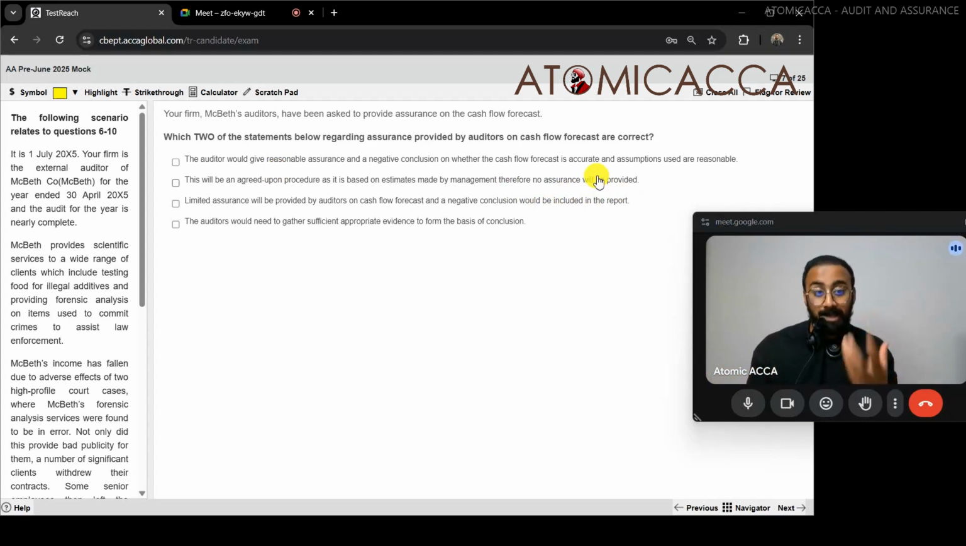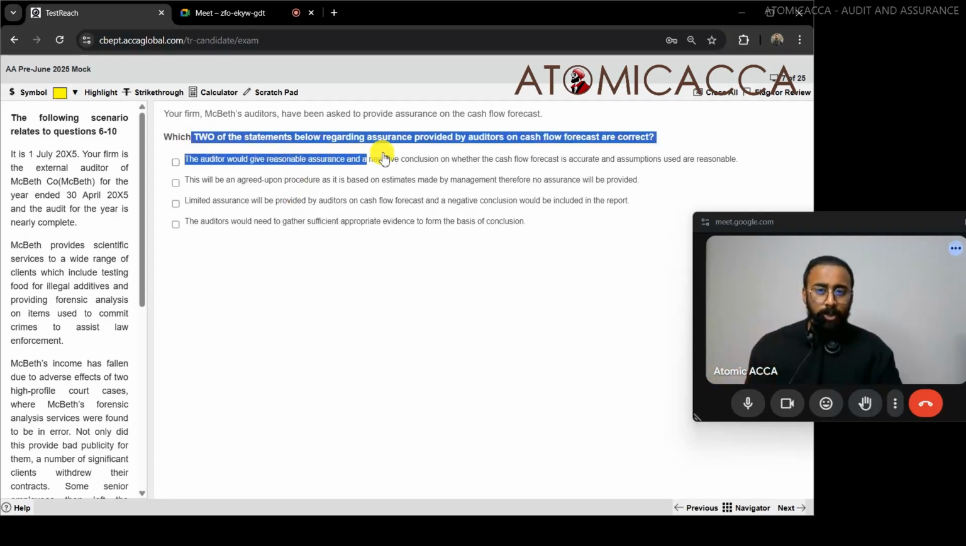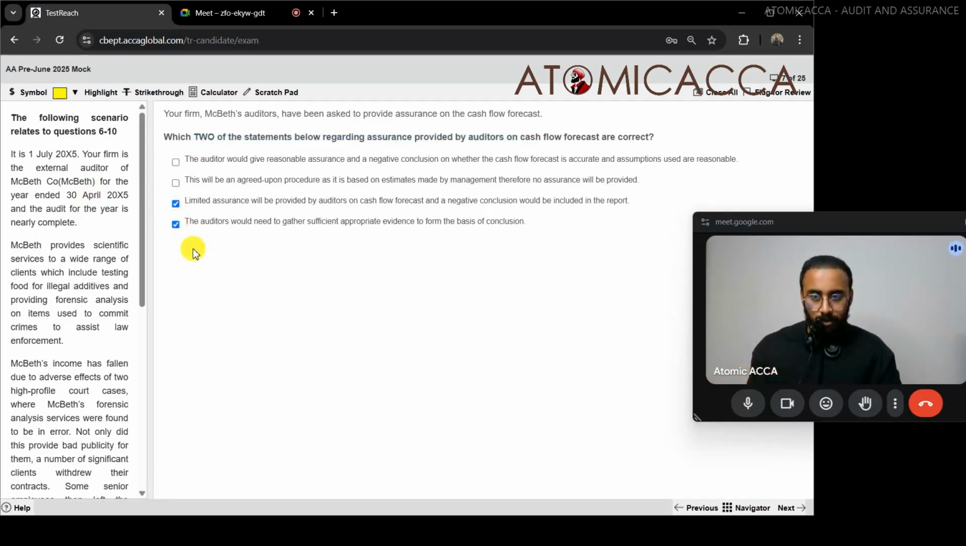You have to give a limited assurance because it's already told over here that assurance is to be provided. So it's like a logical thing that you can provide an assurance, but not a reasonable one. You're going to give a limited assurance. So option B is out. Since they asked for two statements to be selected over here, which is correct. Since option 1 and 2 is out, by default option 3 and 4 will be the answer. Well, let's read through this.